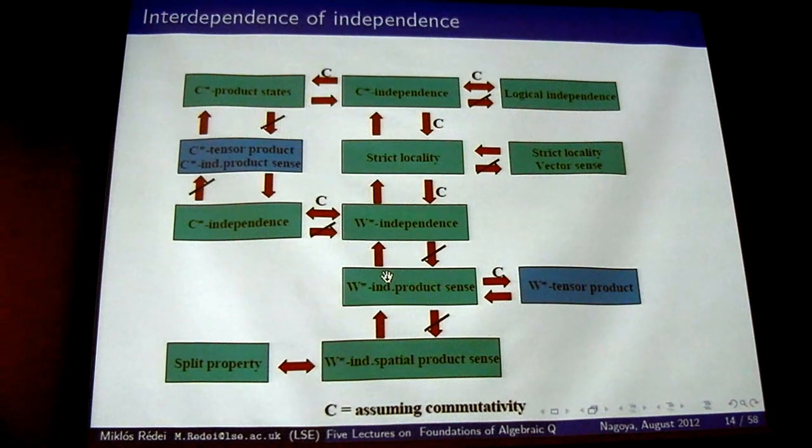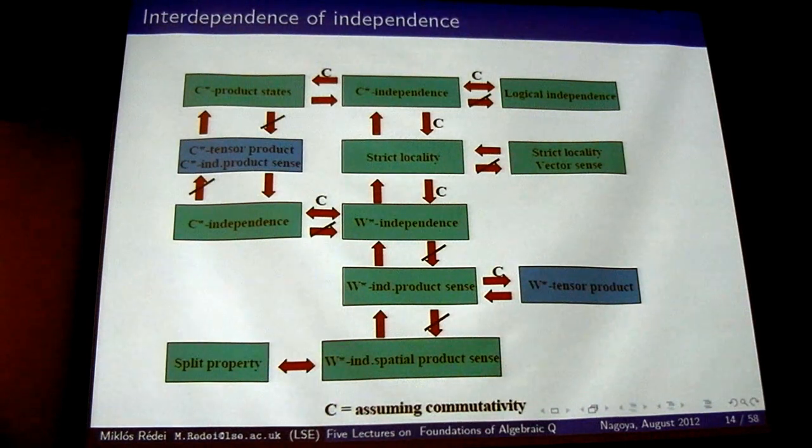Recall W-star independence was that any two normal states have a joint extension. W-star independence in the product sense meant that any two normal states have a joint extension which is a product state across the algebras. This is an extra condition, and it is a strictly stronger notion than W-star independence. W-star independence is equivalent to C-star independence if the von Neumann algebras are assumed to be commuting. If they are not assumed to be commuting, then W-star independence is not entailed by C-star independence.